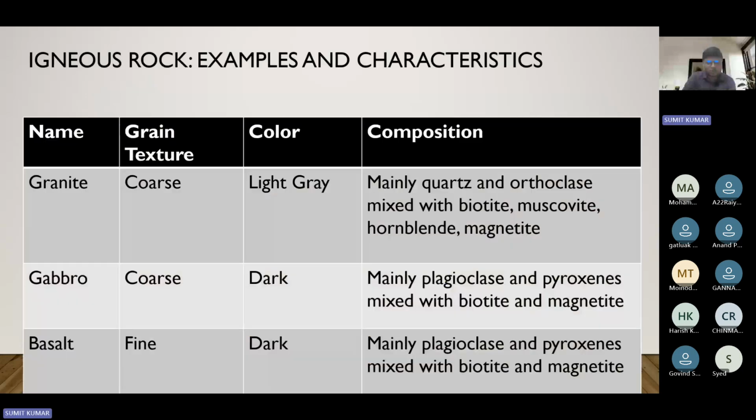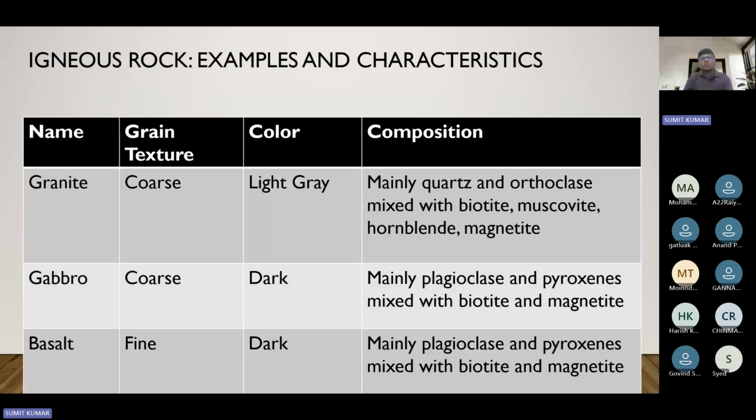Now, see some of the characteristics which we have discussed, the three names granite, gabbro, and basalt. The grain texture of granite is coarse, and granite and gabbro are coarse while the basalt is fine. Similarly, in color also, the granite is light gray while the gabbro and basalt are dark.